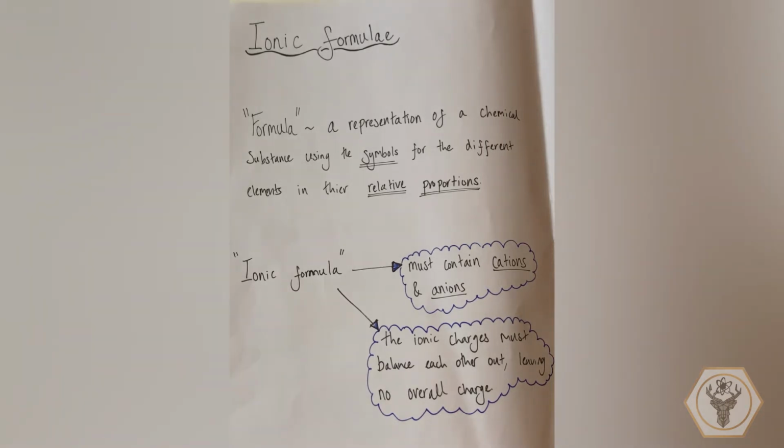So if we apply that idea of what a formula is more widely, we can see that any formula will be a representation of a chemical substance using the symbols for the different elements found in the periodic table, but making sure they're in relative proportion to each other. So how does that then apply to the idea of an ionic formula? And how is that different? Well, the key difference is the term ion. And you've got to understand what an ion is.